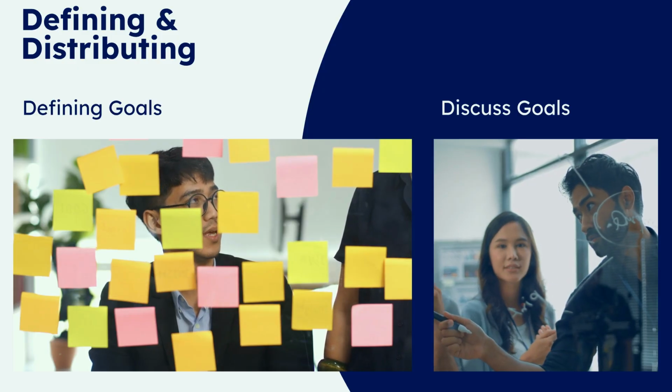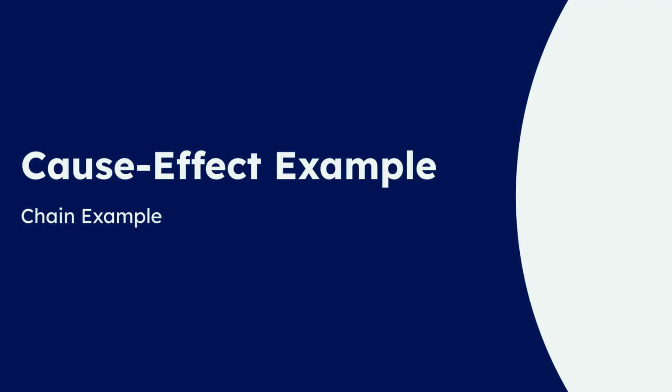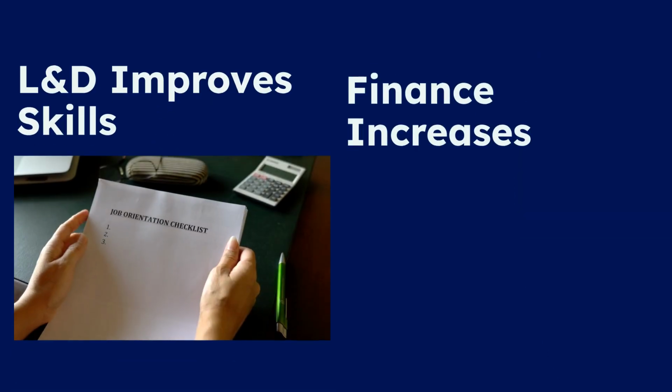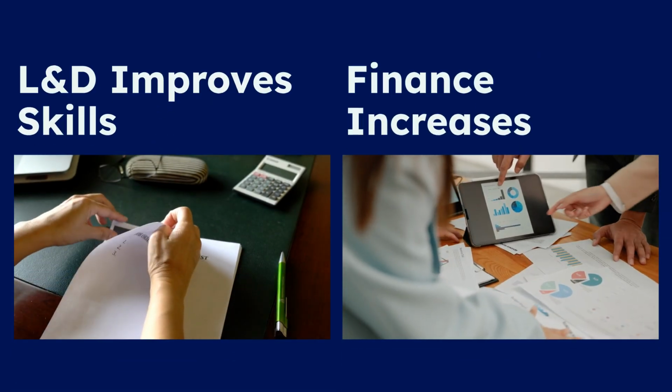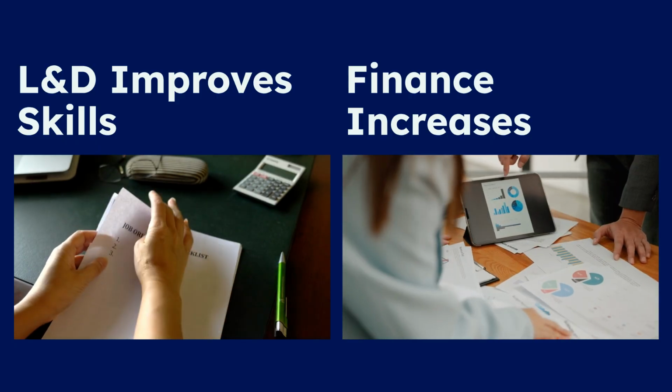Let's look at an example of a cause and effect chain, from improving employee skills to increasing revenue. Improved learning and development leads to better internal processes, which enhances client service, ultimately boosting finances.